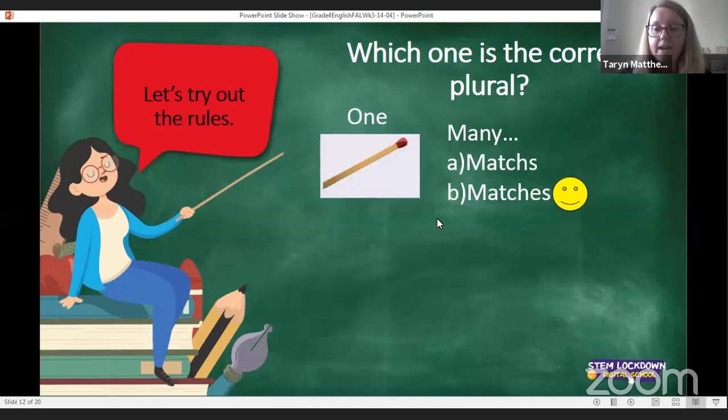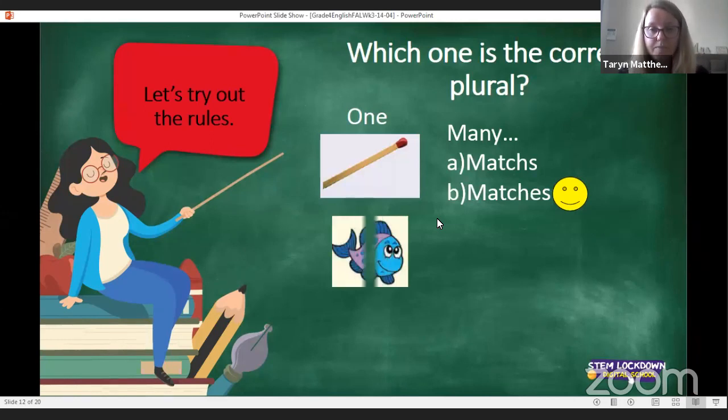Good, I'm glad some of you got that right. Now let's look at the next one. What is that? What's this picture of? Yes, I see. Good. You guys are fast. So it's a fish. So what is my rule? I have many fish or many fishes?